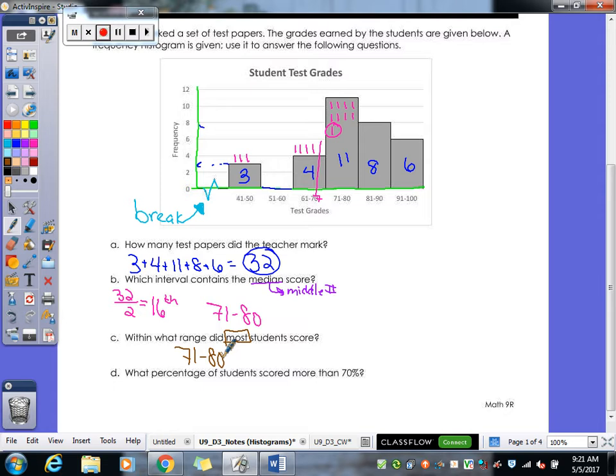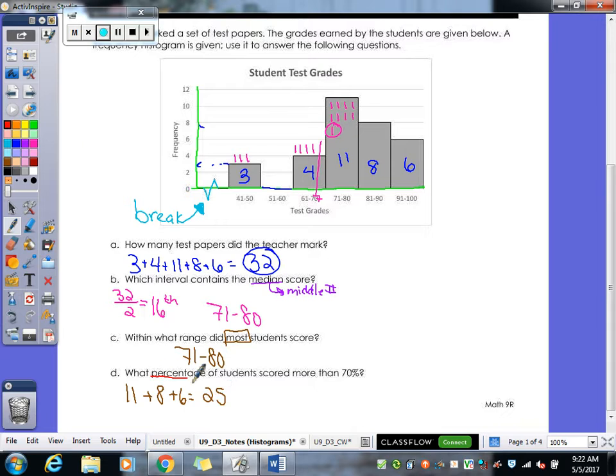And what percentage of students scored more than 70? Let's figure out how many students total scored more than 70. We had 11 who scored between 71 and 80, which is more than 70, plus the 8 that got in the 80s, 81 to 90, plus the 6 that got in the 90s, 91 to 100. So how many total got a score higher than 70? 25.